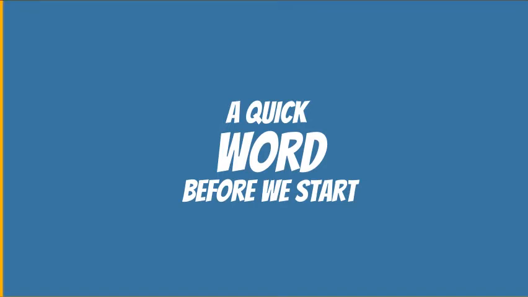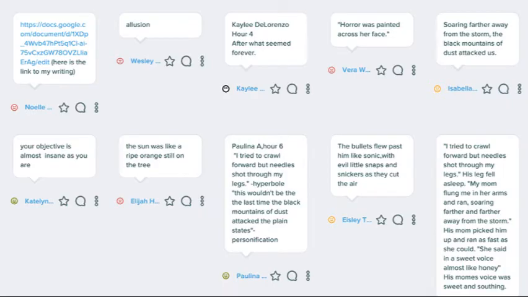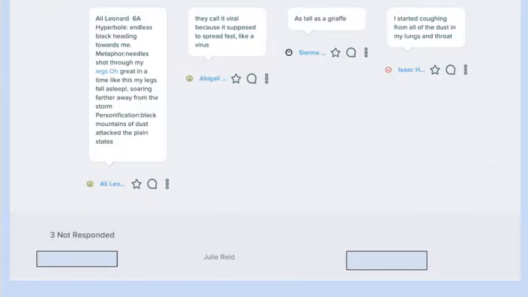Okay, just a quick word before we get started. When you are at home, you are expected to do the pair deck. And so what you are looking at is what I see. At the end of the day, I go through the pair deck to make sure that everybody at home had an opportunity to do it. And as you can see, it says three people did not respond.